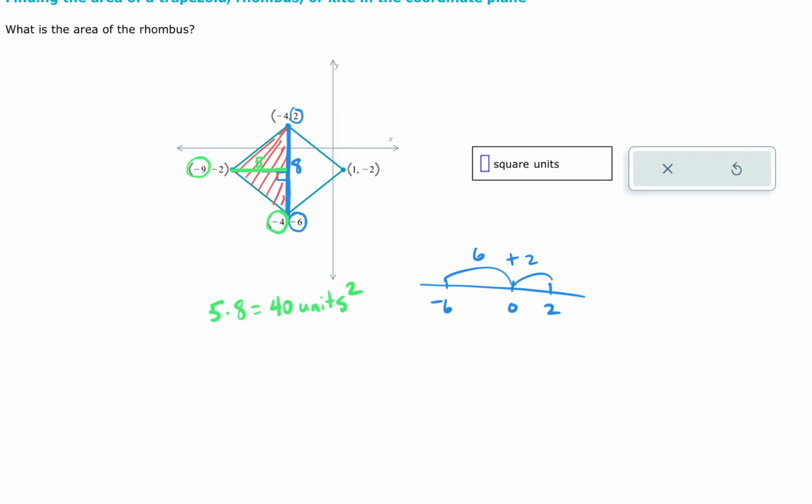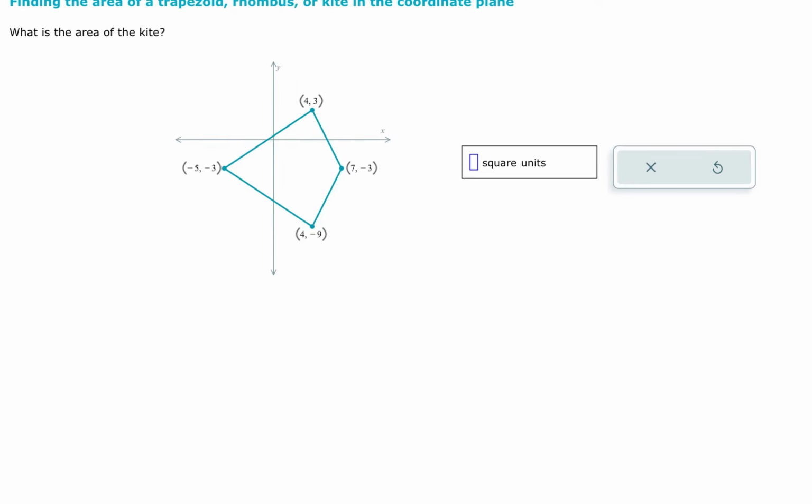And for this last example, we have a kite, and I'm going to divide my kite into 2 triangles. I think I'm just going to go like this and divide it in half. We can see 2 triangles, a top one and a bottom one. And then what I'm going to do is call that my base, and I'm going to make this be my height.